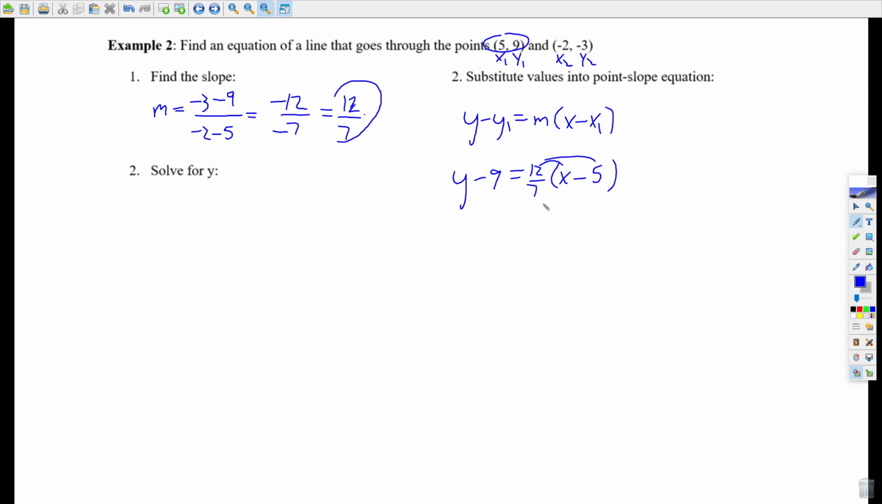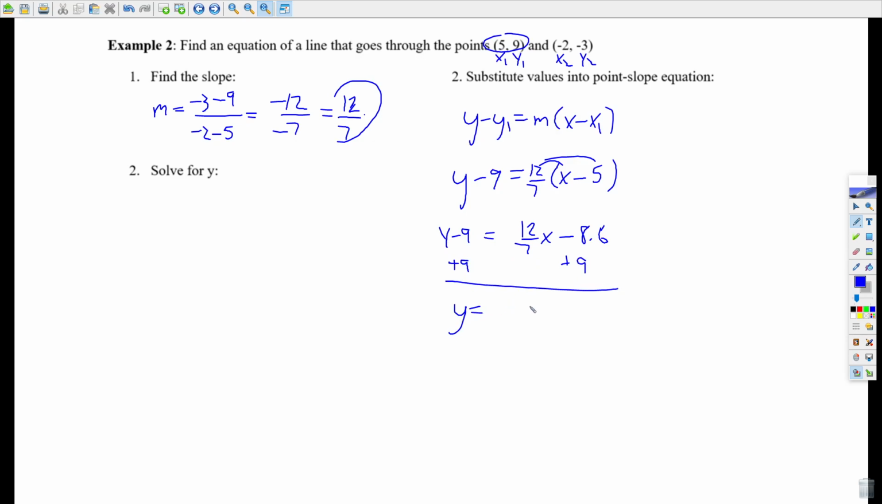So we'll distribute 12 over 7x. So we have 12 times 5. This one we'll probably need a calculator for, because it's probably decimal. That's going to be 60, and then we have to divide by 7. So that would be minus, I got 8.57. I'm just going to do 8.6. This side still has y minus 9. We have to add 9 to both sides.